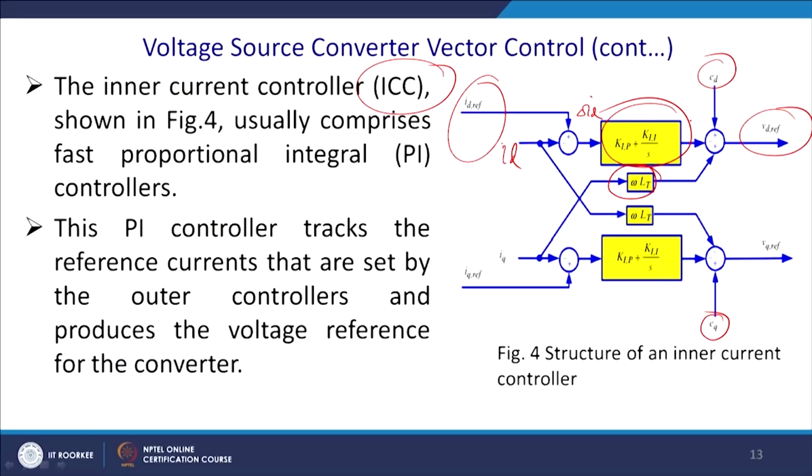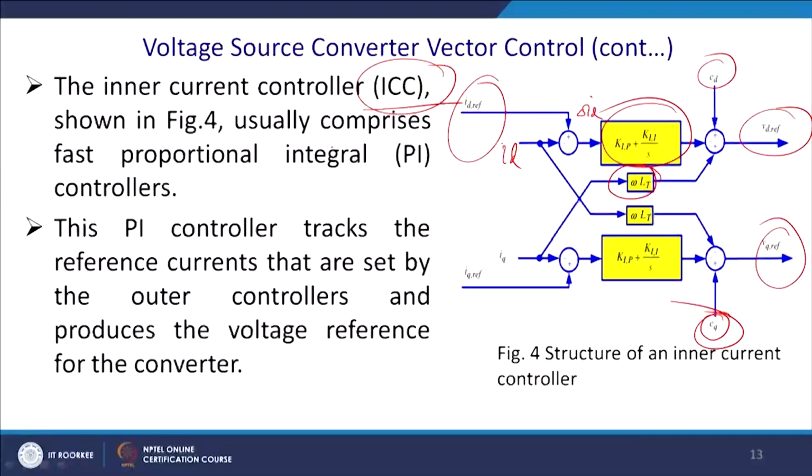In the same way here, IQ and its reference, you get IQ ref, you feed it to the PI controller, and in the same way ID will be multiplied as a cross term, then subtracted, and overall it will be subtracted from the IQ, and thus you get the VQ ref, then you convert from the DQ to the ABC frame. So, we can say that this inner current control, that is ICC in abbreviation, is shown in figure 4 here, and usually comprises a fast proportional PI controller. Its bandwidth has to be very high, so it depends on the switching frequency.